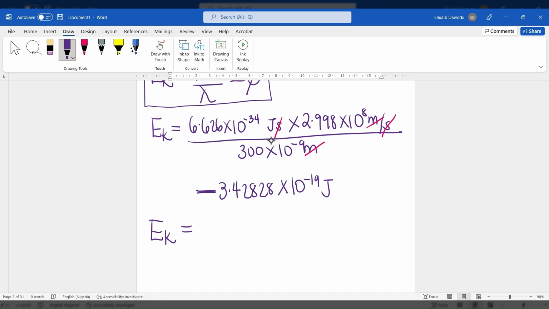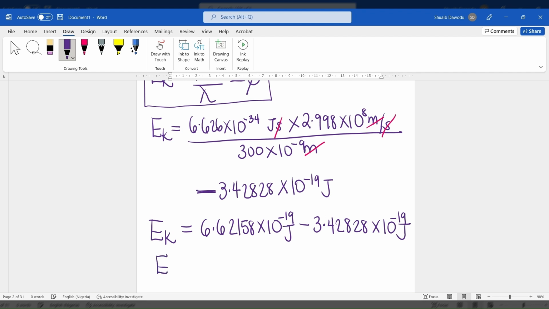6.626 times 10 raised to the power of negative 34 times 2.998 times 10 raised to the power 8 divided by 300 times 10 raised to the power of negative 9 will end up giving you 6.62158 times 10 raised to the power of negative 19 minus 3.428 times 10 raised to the power of negative 19. Joules here, of course, and joules here. Let's never forget our units.